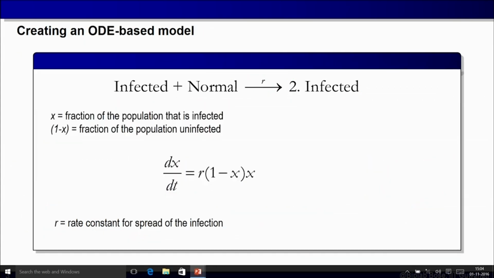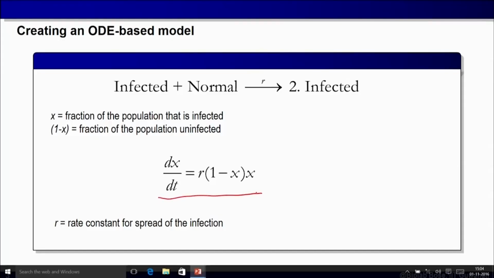Remember, in case of dynamical models, we will use ordinary differential equations to model our process. And if you remember, a differential equation represents the rate of change of something, or the rate of a process. Here the process is spread of infection. So we want to know the rate of spread of infection. So we will represent the rate of spread of infection by an ordinary differential equation. And that equation I have written here. dx dt is equal to r into 1 minus x into x.